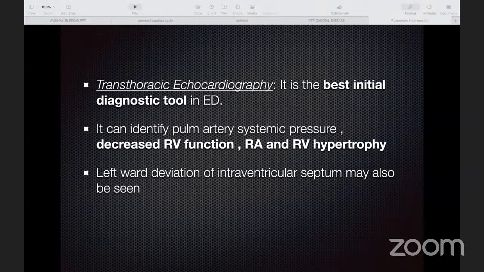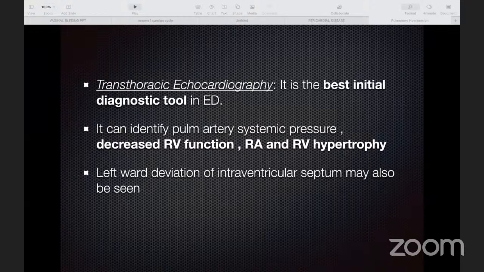It can identify the pulmonary artery systolic pressure, the decreased RV function, the RA, RV hypertrophy, and even the leftward deviation of the intraventricular septum may also be seen in the echo. So transthoracic echocardiography is the diagnostic tool in ED.